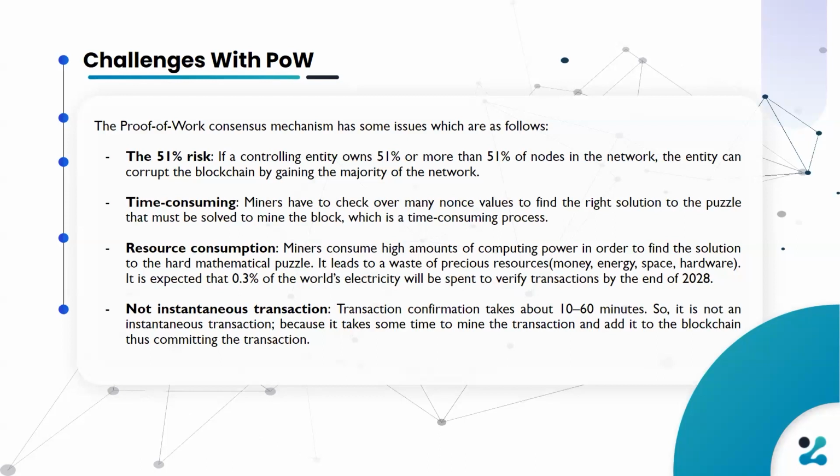So the time consumption and the resource consumption are going to be the major drawbacks of this proof of work, because they are going to take a lot of computation and a lot of time, which are directly proportional to each other. Okay, and then the last is not instantaneous transaction, right? Transaction confirmation takes about 10 to 60 minutes, so it is not an instantaneous transaction because it takes some time to mine the transaction and add it to the blockchain, thus committing the transaction.